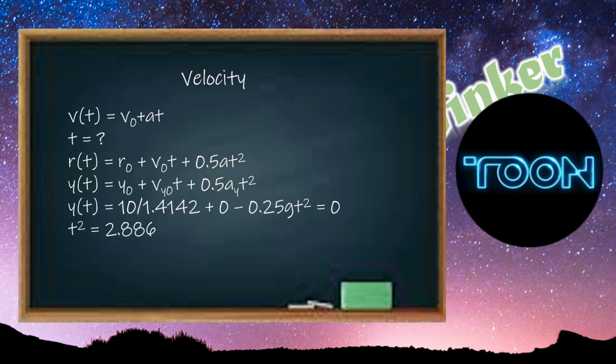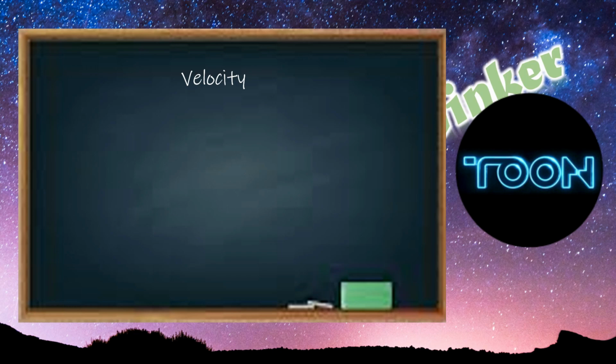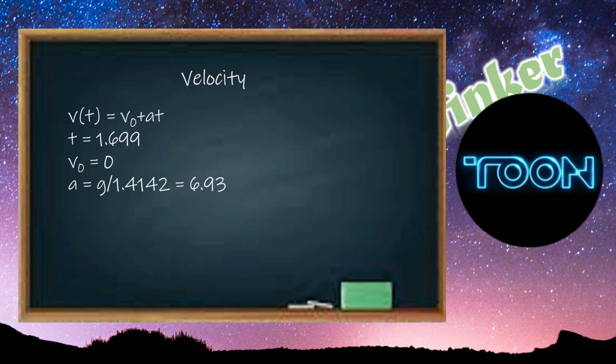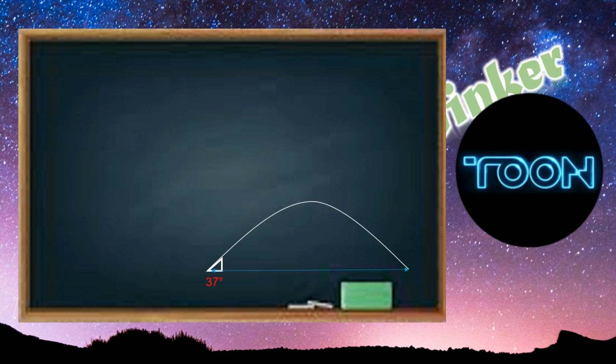We multiply, divide, and rearrange to get t squared equals 2.886, and therefore t equals 1.699. We will put the time we got back into the velocity equation and get that the velocity vector is 8.324, negative 8.324. We add up these two velocities according to the Pythagorean theorem, and we get the magnitude of the velocity is 11.77 meters per second. Great. We finished the first part.